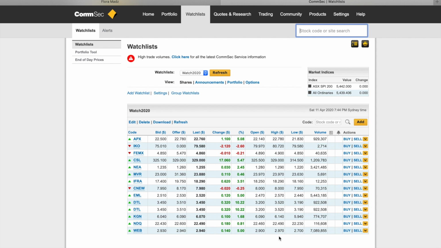Anyways, to get started, I've logged in to Comsec. I've already put my details in, so I'm logged in to my actual account. When you log in, it goes straight to the homepage. But I'm not going to go to my homepage because it has my sensitive information: my account numbers, my share portfolio numbers, my names and stuff like that. I haven't learned how to censor information on the screen yet, so I can't go on my homepage or my portfolio.